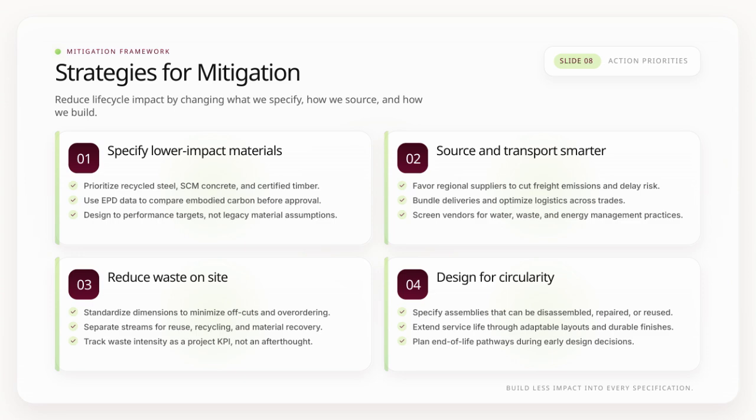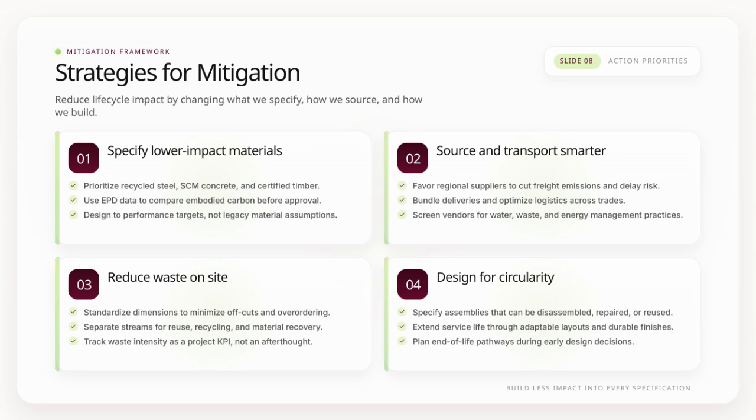Finally, designing for circularity helps us minimize long-term impacts. We specify assemblies that can be disassembled, repaired, or reused, extend service life with adaptable layouts and durable finishes, and plan end-of-life pathways right from early design decisions. Overall, the goal is to build less impact into every specification we make, ensuring sustainability is integrated at every stage of the project.